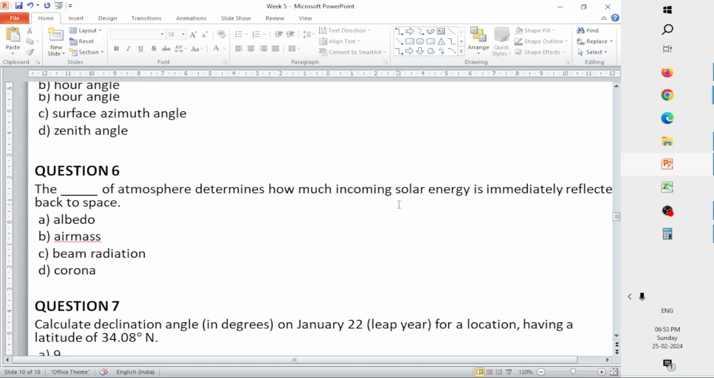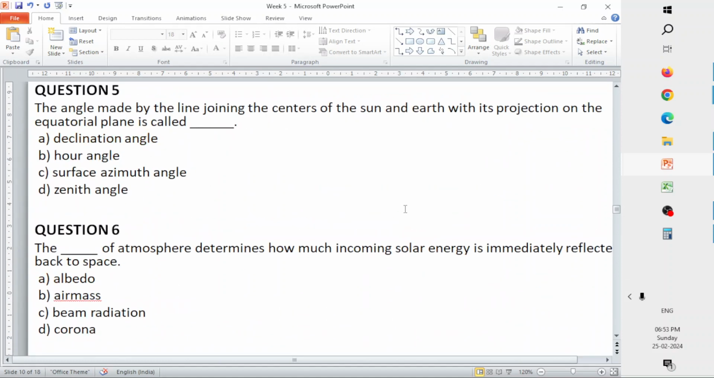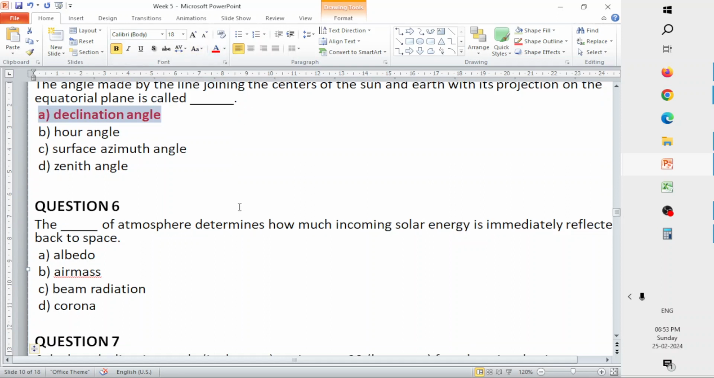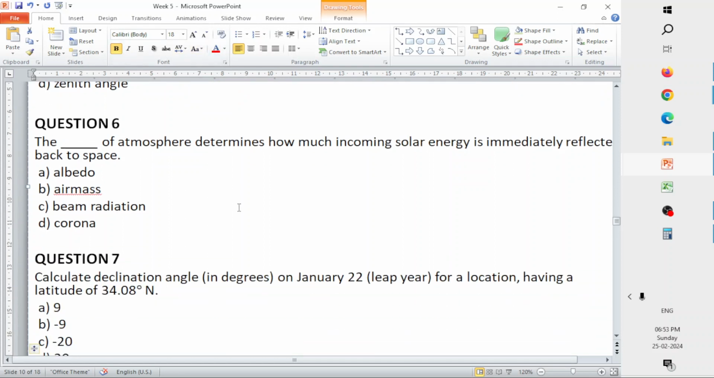Now let's move on. This is the same question, I guess it got repeated here. Now move on to question 6. The albedo of the atmosphere determines how much incoming solar energy is immediately reflected back to space.